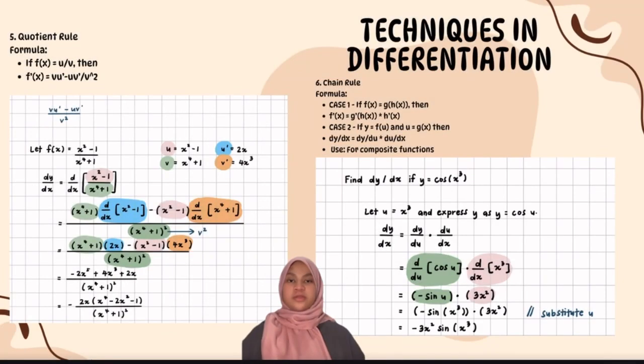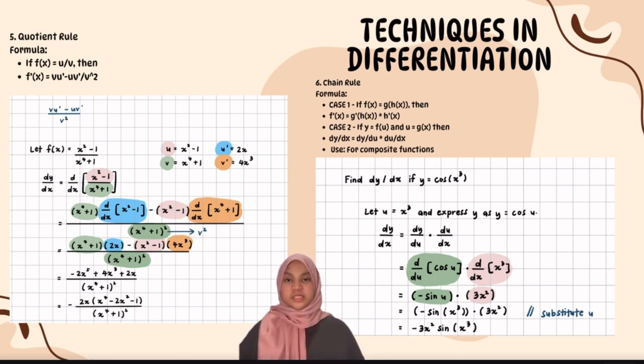The next technique is the quotient rule. The formula for the quotient rule is vu prime minus uv prime over v squared. The numerator will be u and the denominator will be v. We will differentiate both u and v to get u prime and v prime, and then substitute the values into the formula given.